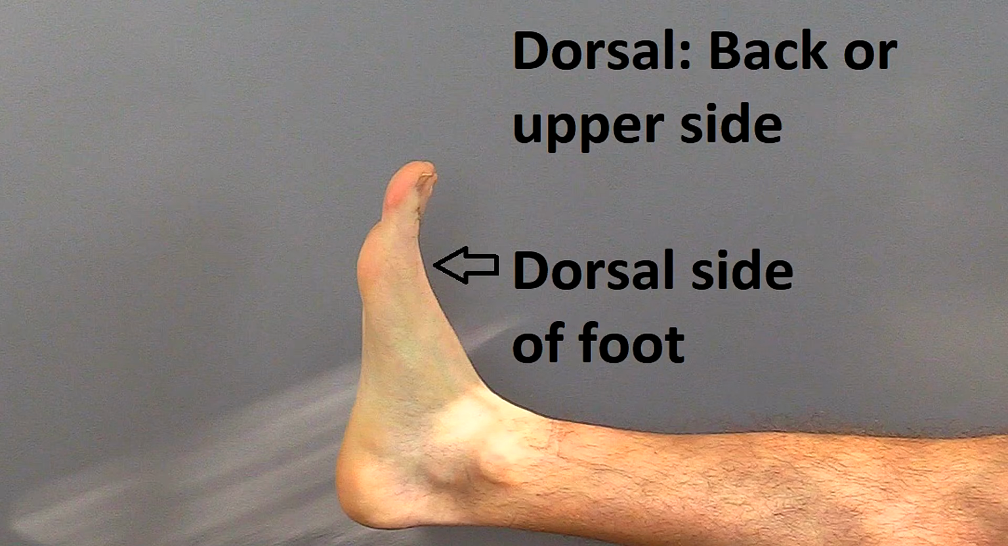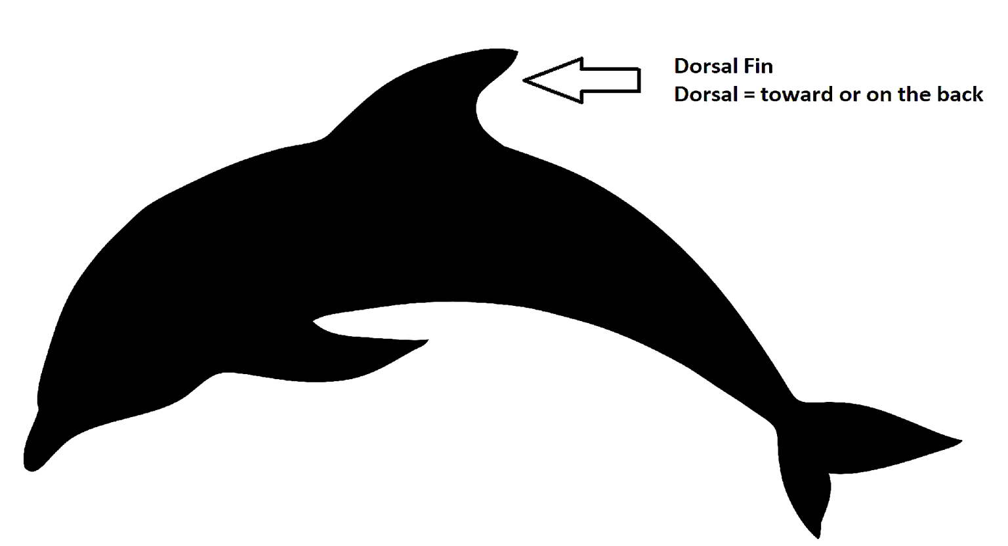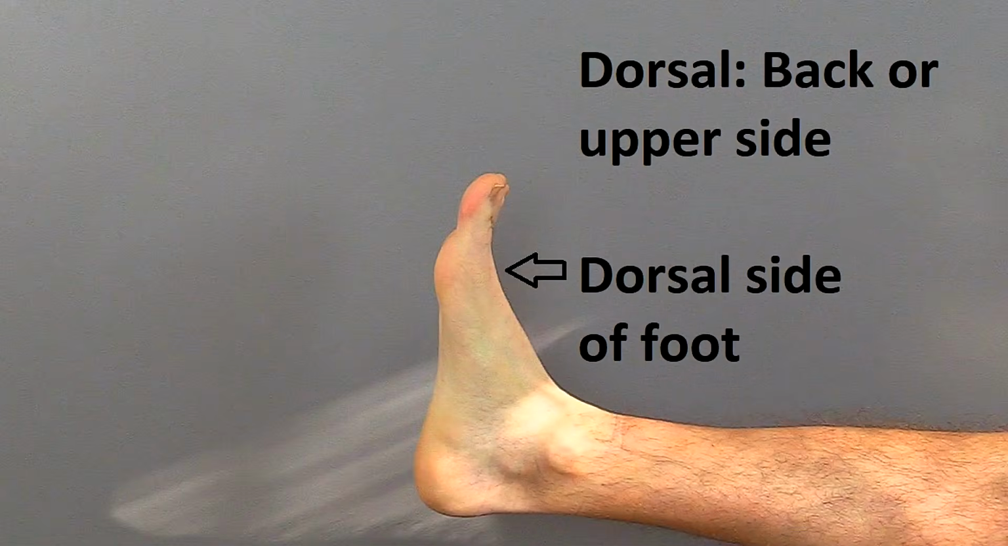Now, to help you understand this movement, let's break down the words. Dorsal refers to the back or upper side of something. In my video on directional terms, I use the example of a dorsal fin of a dolphin to help me remember that dorsal refers to the back side or upper side of a surface. Your toenails, for example, are on the dorsal side of the foot.